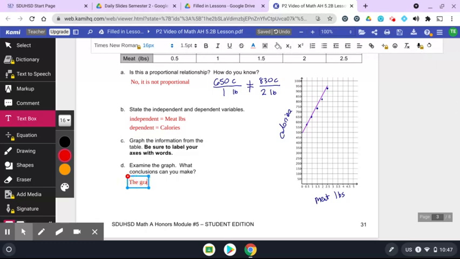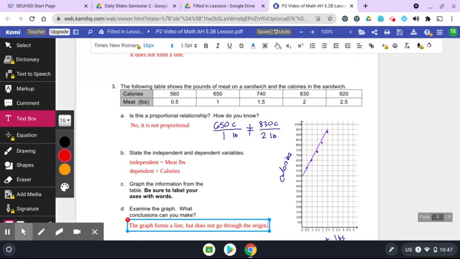The graph forms a line, but does not go through the origin. Okay, so what's happening is you have a sandwich. Well, there's other things in your sandwich other than meat. There's bread and tomatoes and lettuce and maybe cheese, all kinds of those good things. And those have calories. So before you ever put the meat on your sandwich, you're already starting out with calories. So there's a start value, and that makes it not proportional.